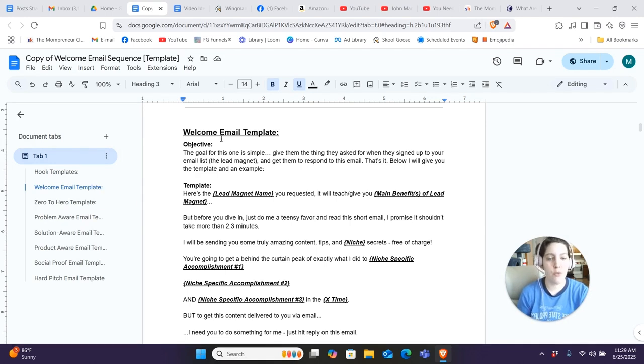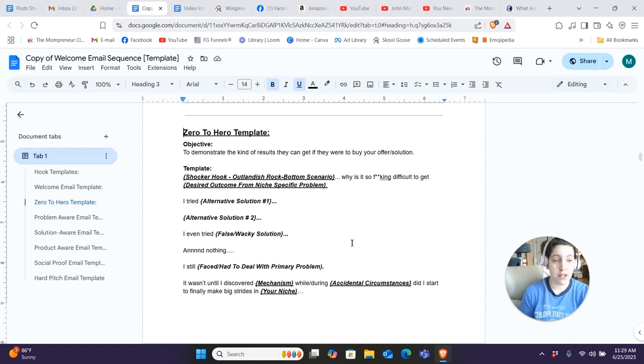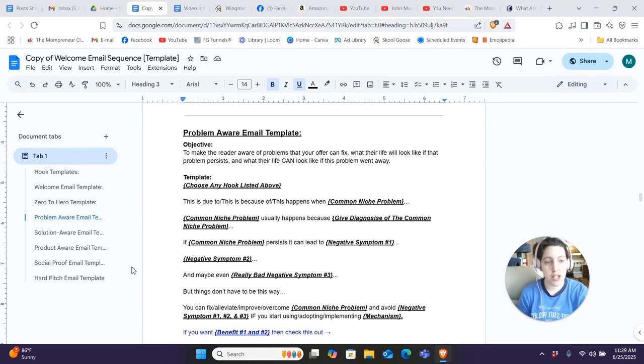The first one is going to be a welcome email, and that's going to be giving them the lead magnet that they opted in for. The next email is going to be the 0 to hero template, which is where you're going to talk about how you went from where they're at now to where they want to be. Then what you're going to do is start to go through the 5 stages of awareness. The first one is going to be problem aware.